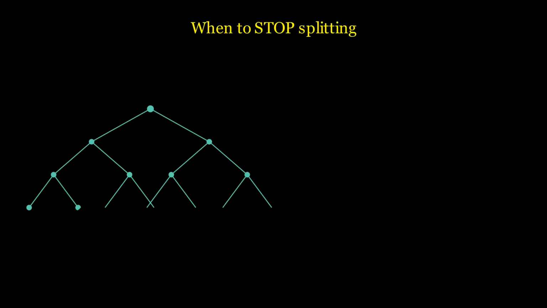Fit won't let a tree grow forever. Several guardrails cut it off. First, max depth caps how tall the tree gets. Second, look again at that gain formula.